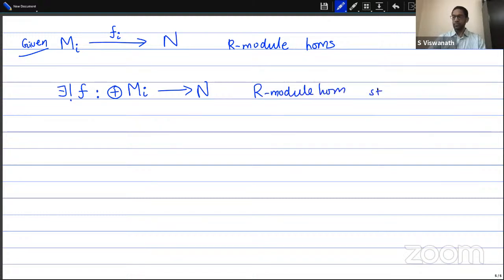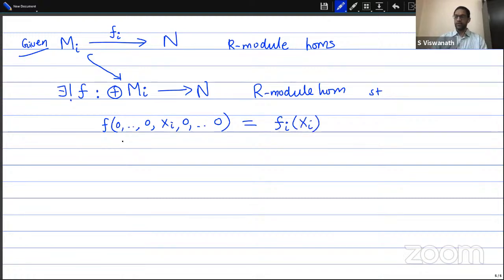such that with the following property: if you think of Mi as being a subset of this collection, remember each Mi itself sits inside this direct sum as the sequences which are 0 everywhere except in the ith component, then F on such sequences, if we take sequences which are 0 everywhere except in the ith position, is just the same as Fi.